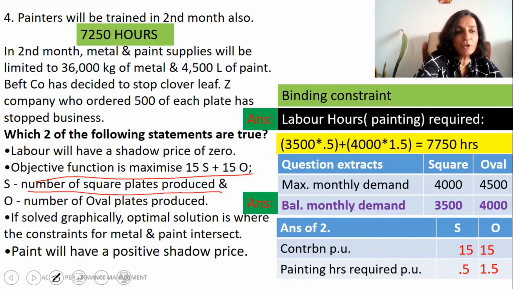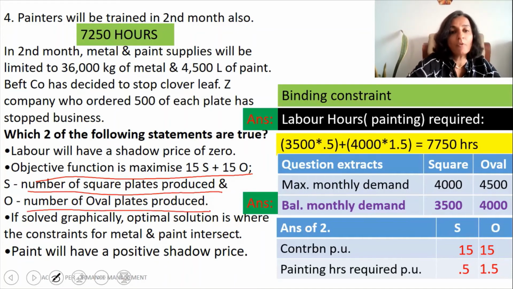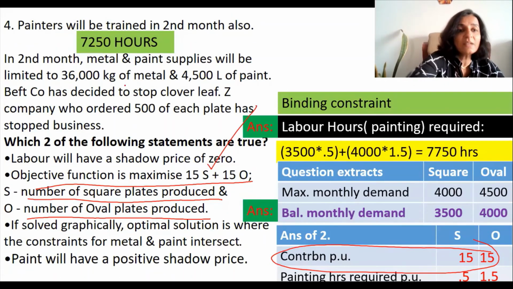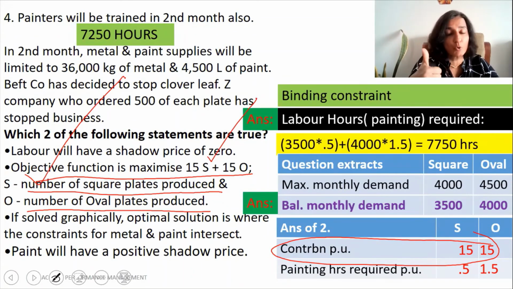Moving to the second statement, the objective function is to maximize 15S plus 15O, where S is the number of square plates produced and O is the number of oval plates produced. What do you mean by the objective function? Objective function is nothing but the contribution equation. So we've already calculated the contribution of the two products as 15 and 15. So definitely we will write the contribution equation as 15S plus 15O, and it is to be maximized. So this statement, that is statement 2, is true.